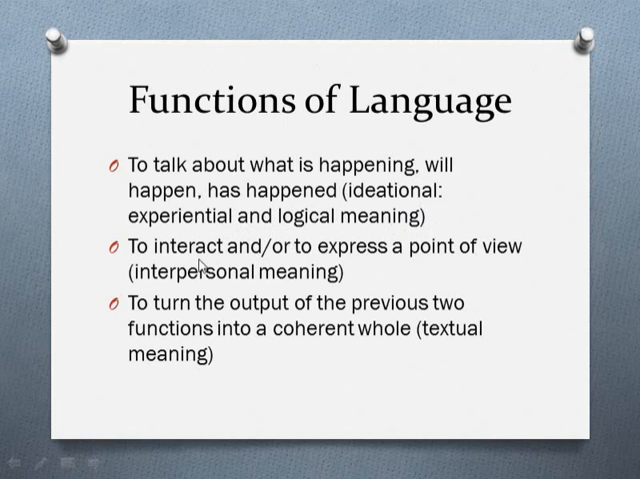And then the second one, tenor, has the function to interact and to express a point of view, which is about interpersonal meaning. So to interact is the first function of interpersonal meaning, and after that we talk about the function of language to express a point of view, to express an idea, to express an argument. Okay. And then the last one, mode, is about textual meaning, which functions to turn the output of the previous two functions into a coherent whole, or I said, about the kind of text.